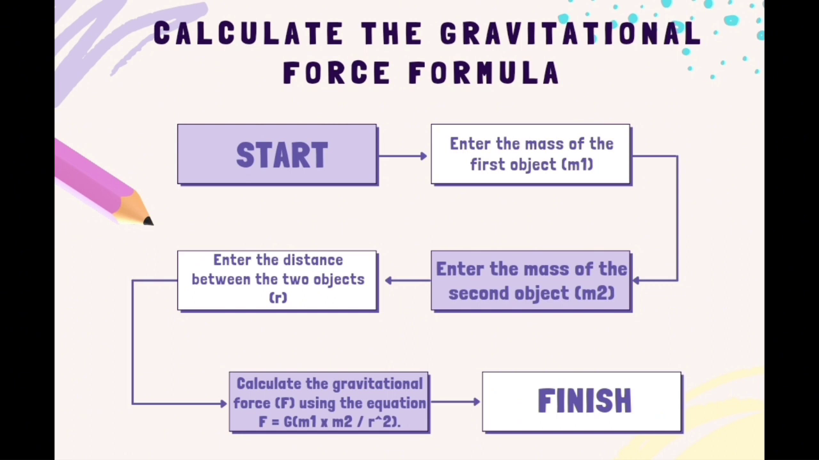In this formula, G is the gravitational constant. The flowchart is completed with the finished step. By following the steps in this flowchart, we can calculate the gravitational force between two objects by entering the mass of the first object, the mass of the second object, and the distance between them.